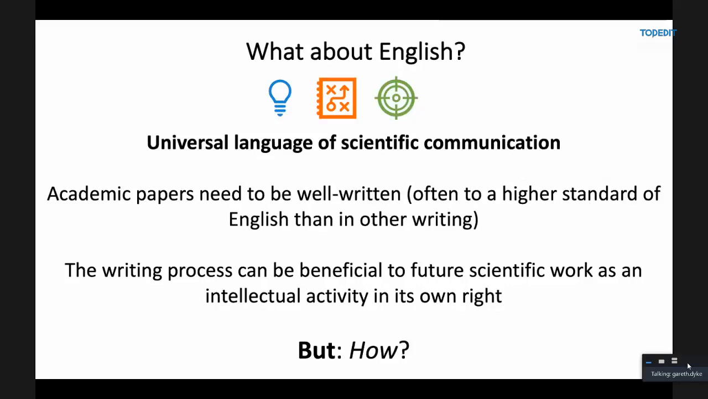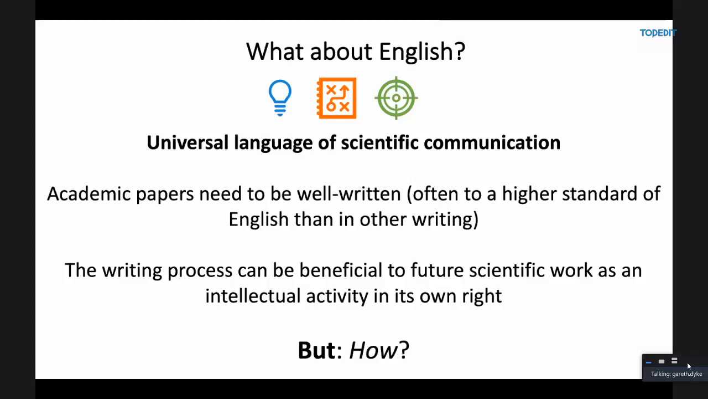We know, unfortunately, or fortunately, depending on your point of view, it's good news for people like me who are native speakers, but English has become one of the universal languages of scientific communication. And it's often the case, actually, that academic papers need to be well written, often to a higher standard of English than you might find in your other writing.